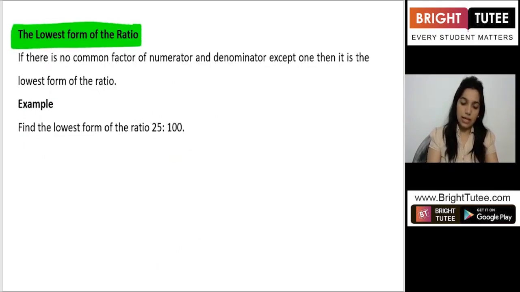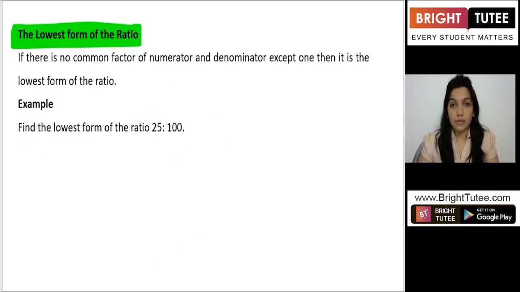It says that if there is no common factor of numerator and denominator except 1, it is the lowest form of ratio. I hope this is clear. We have just discussed this. So let us look at the example.